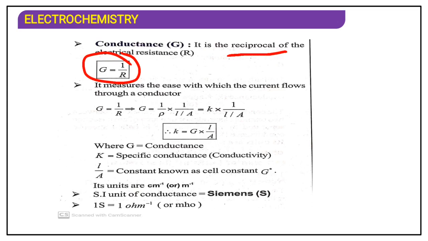Very important is another definition for conductance: it is used to measure the ease with which the current flows through the conductors. Means suppose there is one conductor here. So how easily the current flows through that conductor can be measured by using conductance.